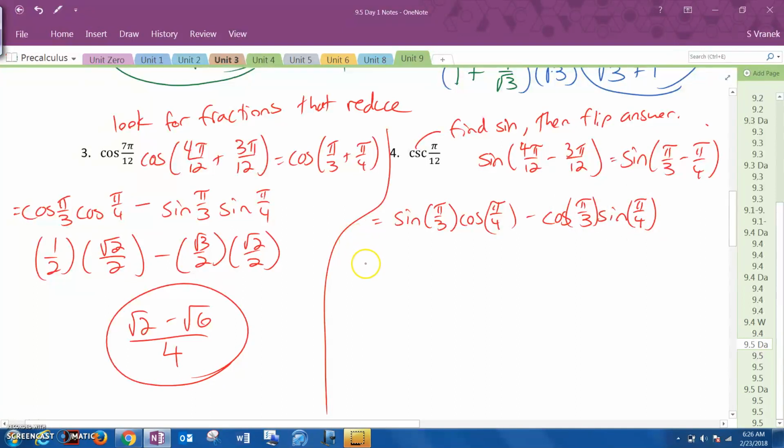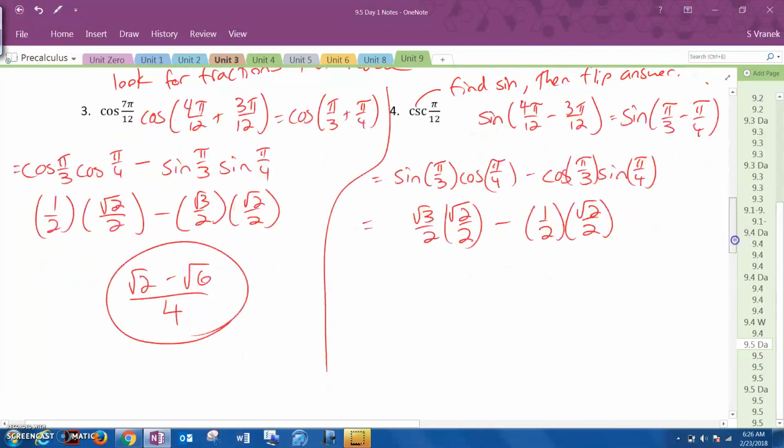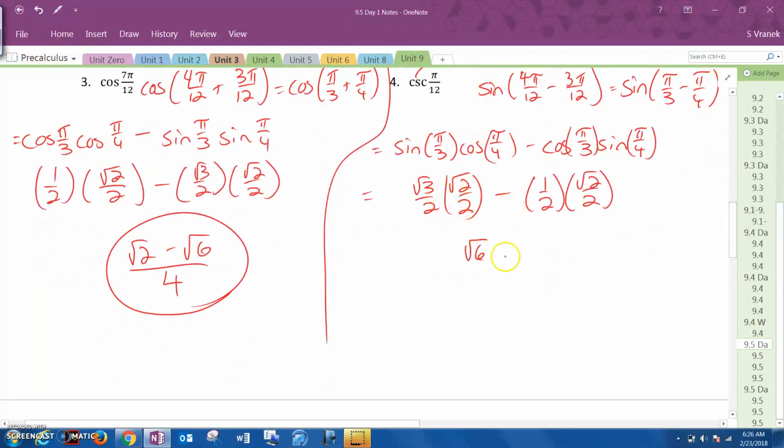Okay, now we just simplify. So I get at pi over 3, we just did these. Sine of pi over 3 is root 3 over 2. And then we get root 2 over 2. Minus cosine of pi over 3 is 1/2. And again, we have another root 2 over 2. So this answer becomes root 6 minus root 2 over the common denominator of 4.